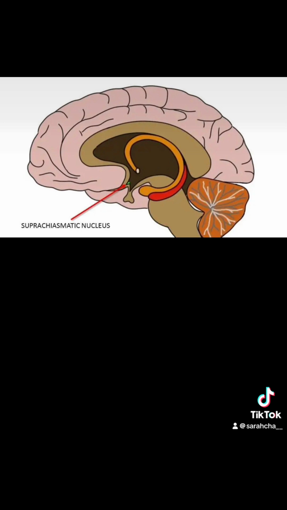The light resets the SCN through the retinohypothalamic path. Input goes to the retina, then to the bipolar cells, to the ganglion cells, then to the optic nerve. It reaches the SCN, and then to the pineal gland, which then releases melatonin.